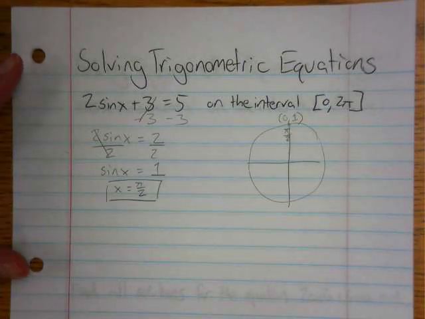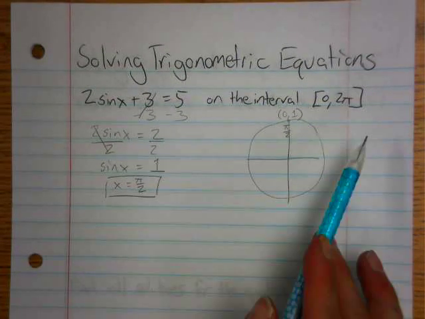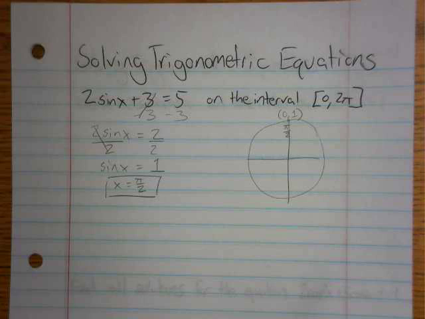And when I graph that using either of those strategies I mentioned before, I should only see one solution. Now, other equations might have 2 or 3 or 4 or more solutions, and that might also depend on the interval that you're looking at. But this would be one example of a basic solving trigonometric equation problem.